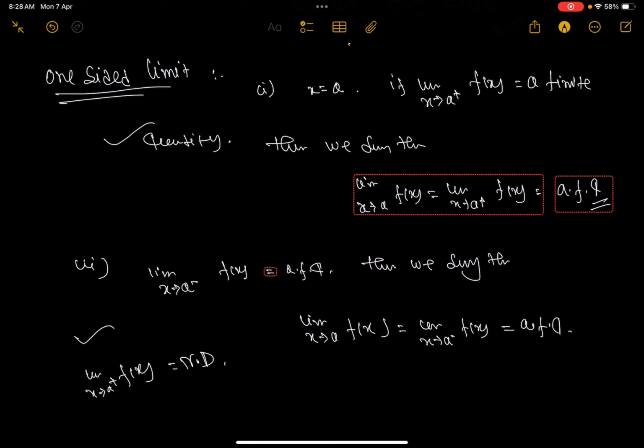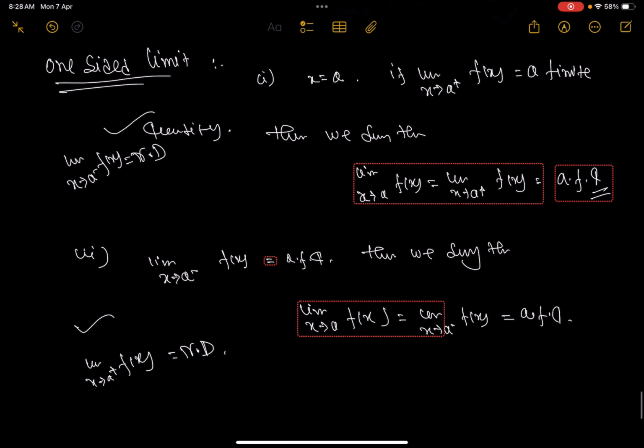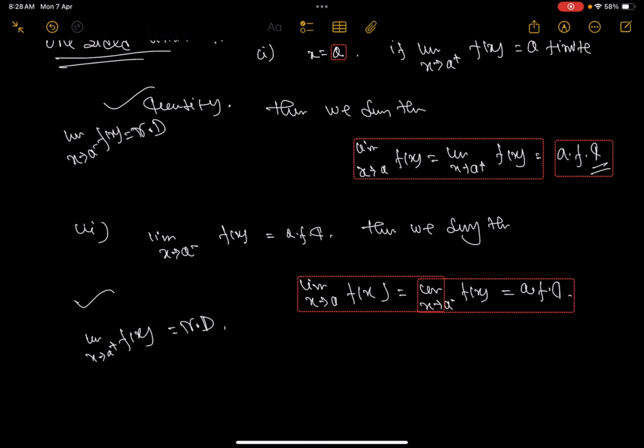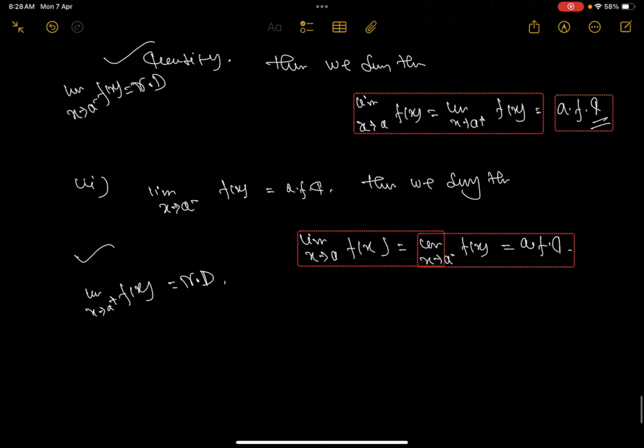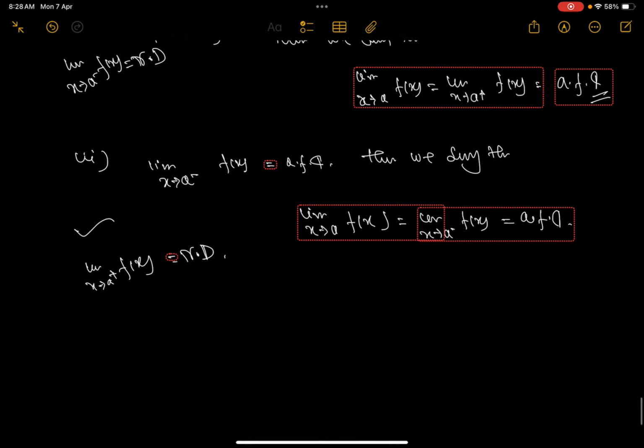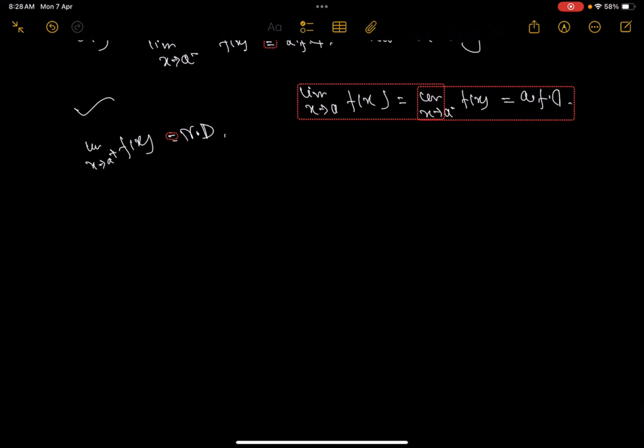For this case, the left hand limit, limit x tends to a minus f of x, is not defined. Then in these two conditions, we say that this is a one-sided limit. Either the right hand limit exists and the left hand limit does not exist, or the right hand limit does not exist and the left hand limit exists. Some important concepts to calculate limits.